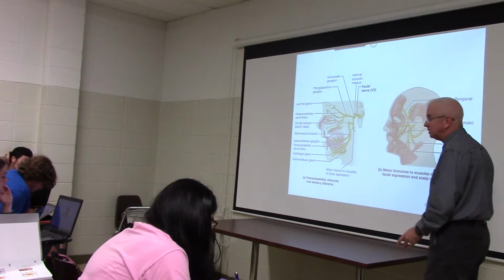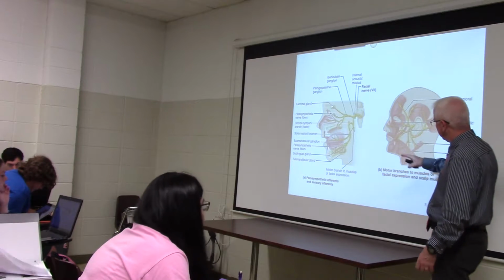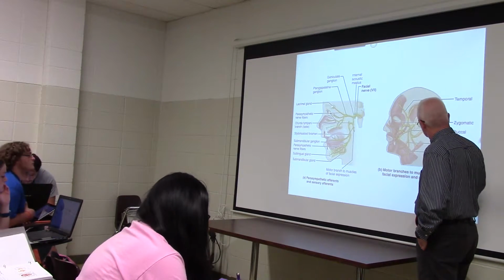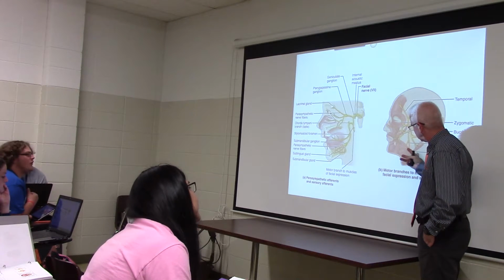It's time to clean this up. How does cranial nerve 7 get there? Okay, so can you help me with this? They're not labeled here. So what is the name of this muscle?